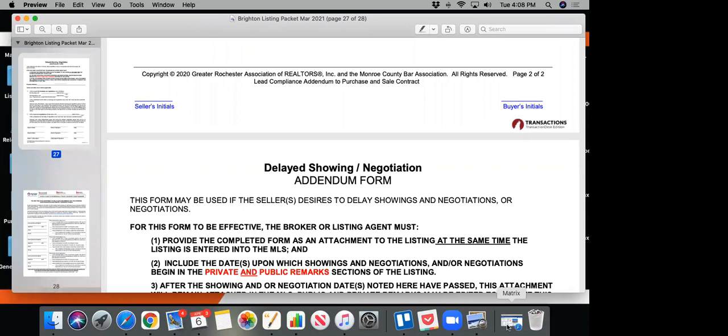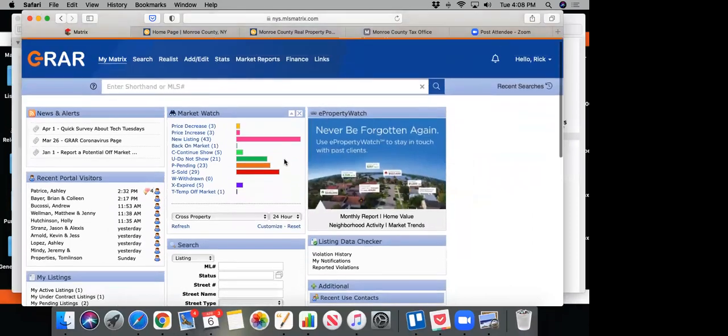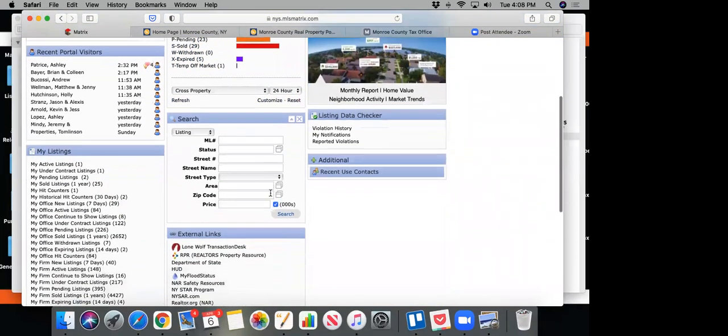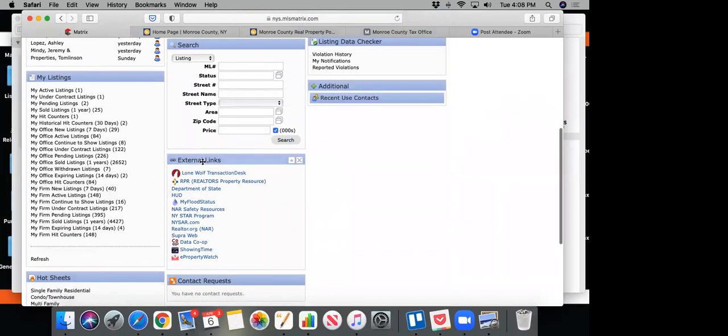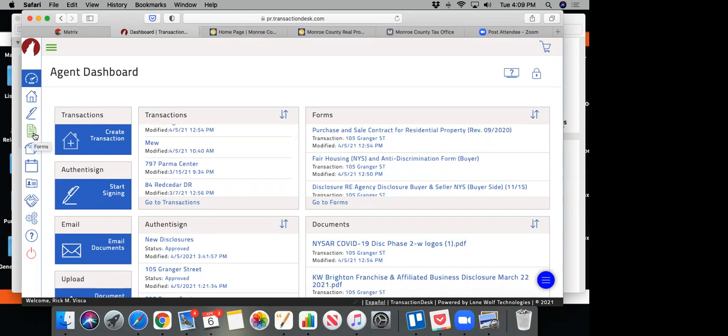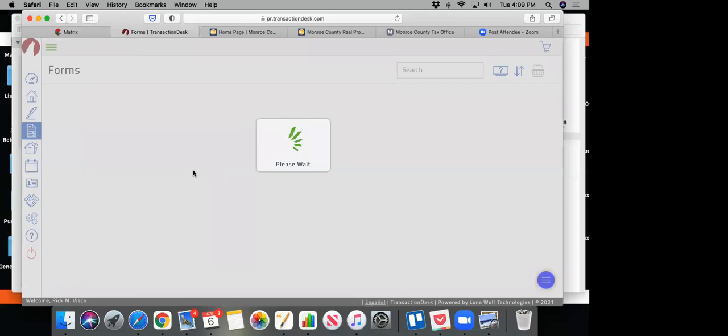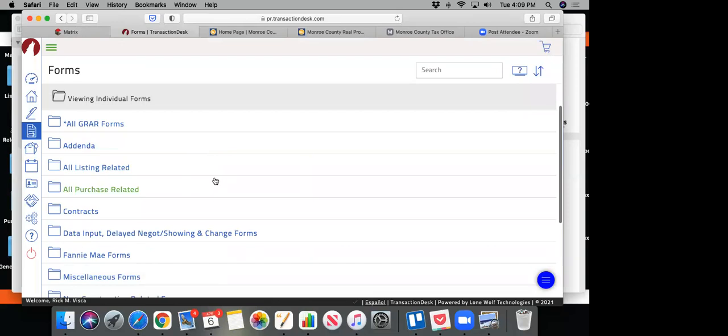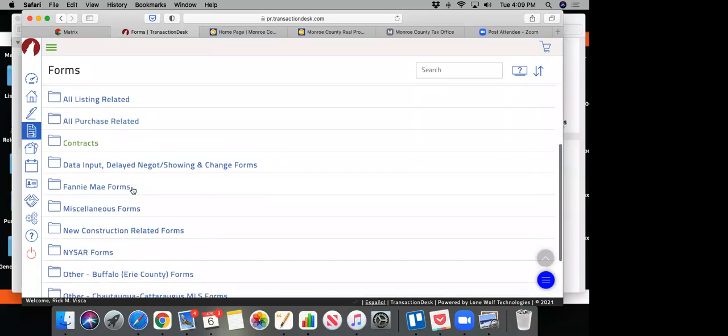All right. I want to show you something here. This is our MLS. If you go into the MLS and you see this external links right here, if you click on the Lone Wolf, that's going to open up Transaction Desk. If you go over to this side right here, the forms, this has every single real estate form that you'll need of GRAR forms. The only forms that won't be in here are the KW franchise addendum and the Oasis Insurance Group addendum, the first two that we went through. But every single form that you need is in here.